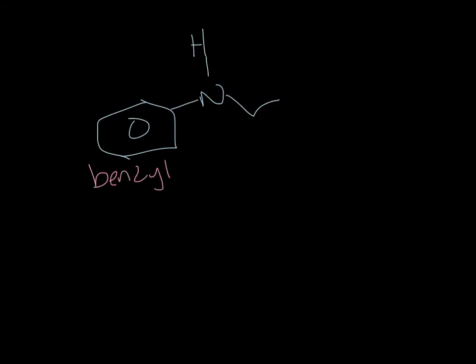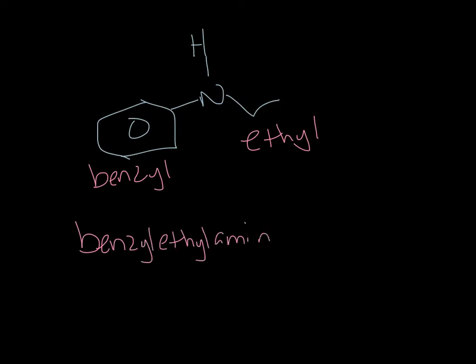If you have an asymmetrical compound, then you just put your substituents in alphabetical order right up against the word amine. So here I have a benzyl group and an ethyl group, and if nothing is noted, then we know that the third group or whatever remaining groups must be hydrogens. So this would be benzylethylamine.